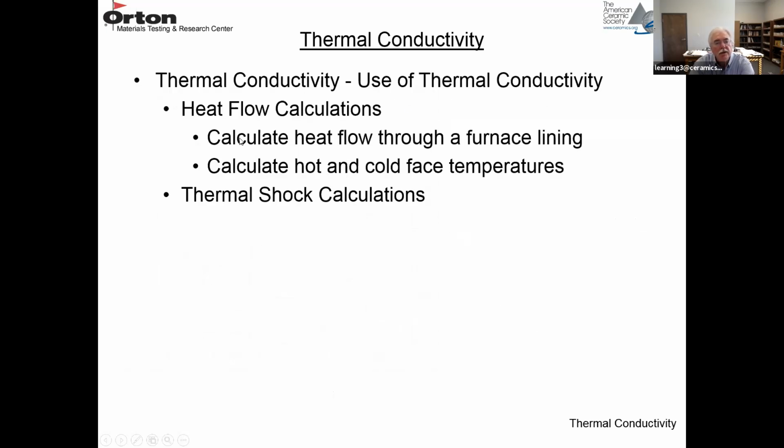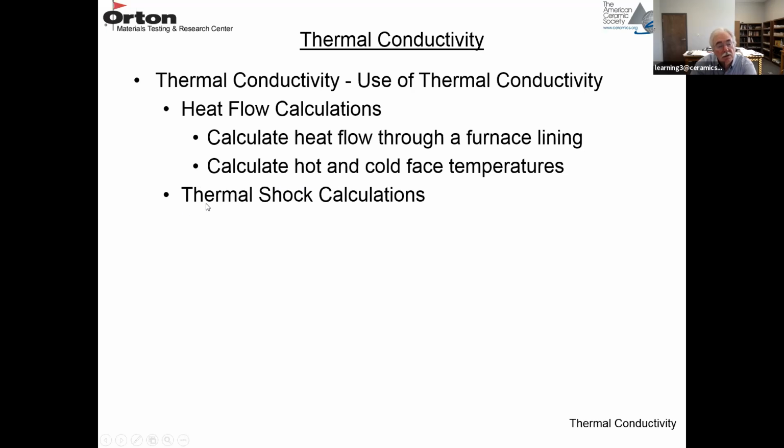Where do you use thermal conductivity? Heat flow calculations. You want to calculate how much heat is flowing through a furnace wall. You want to calculate your hot and cold phase temperatures. So if you have a composite wall of multiple types of refractories, you can calculate the heat flow across the multiple types of refractories and the temperatures at the hot and cold phase plus all the interfaces in between.